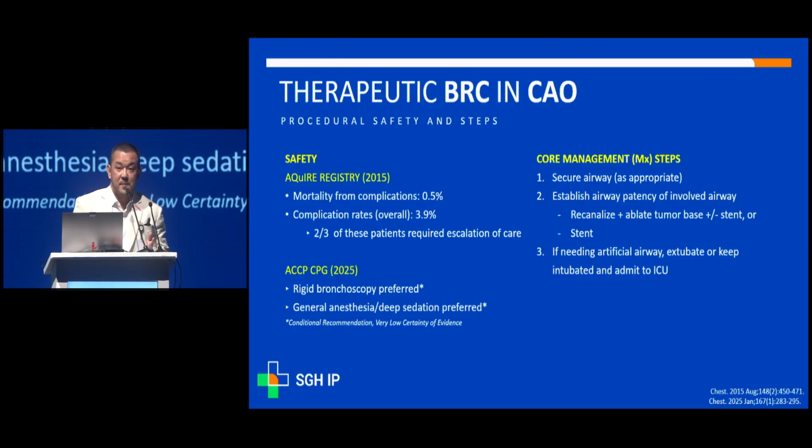The management of CAO is quite basic in terms of the steps. Number one, you need to secure the airway as appropriate. Number two, you need to establish the patency of the involved airway. A few strategies: you can recanalize, ablate the tumor base plus or minus stenting, or if it's purely extrinsic, you just need to put in a stent. And third, after finishing the procedure, if you have put the patient under GA, you can either extubate on table or keep the patient intubated and admit to the ICU. So these are the broad management principles.